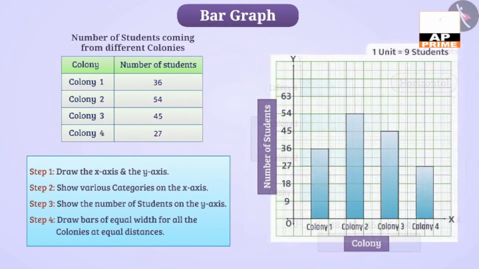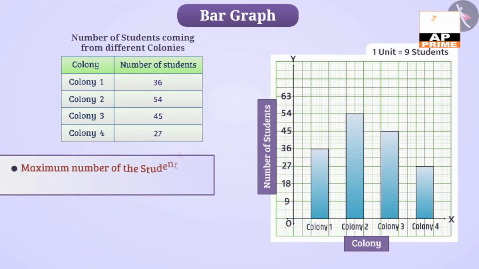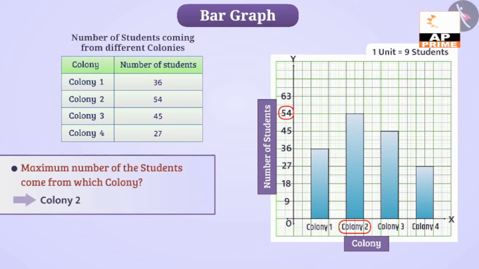Now, observe the bar graph. Can you tell me maximum number of students come from which colony? Just by looking at the graph, you will be able to tell that maximum number of students come from colony 2. In this way, the bar graph helps us to get the information by looking and comparing data.